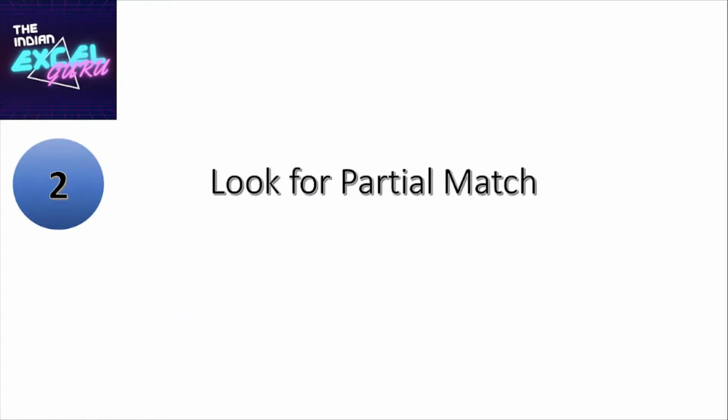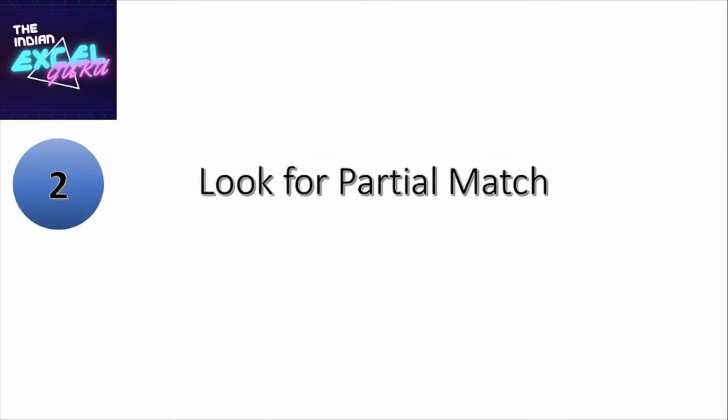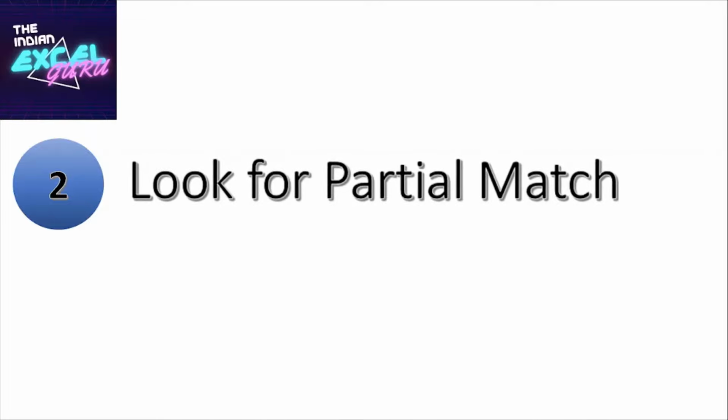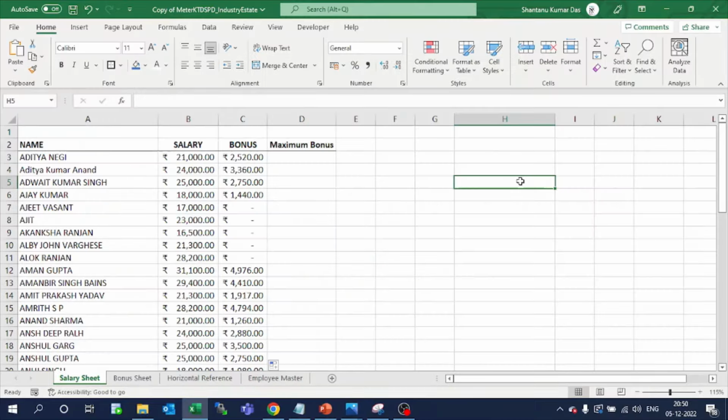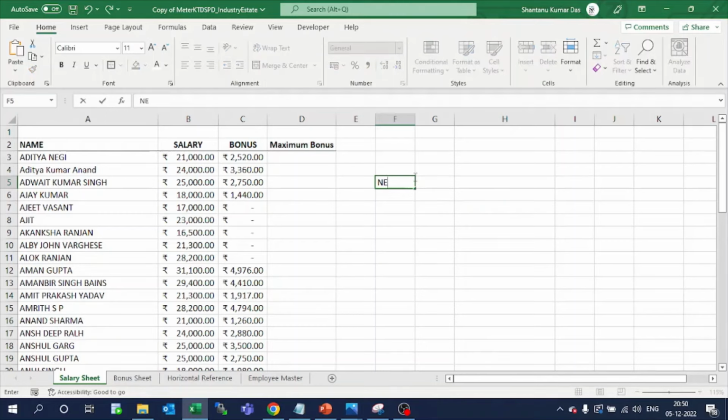Now, in the second point, we are going to see how to look for a partial match. That means we are going to use the wildcard functionalities of XLOOKUP. Coming back to the same data sheet, say I have an employee name Negi, which is the last name or any middle name, and I want to populate here what the bonus should be.